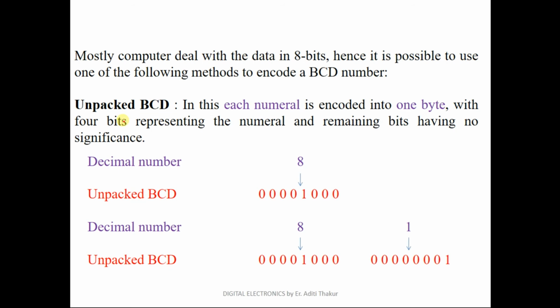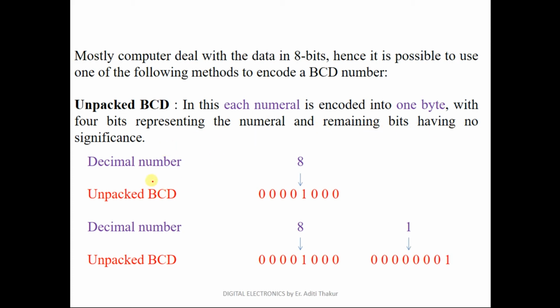Now next, computers mostly deal with data in 8 bits. So there is a possibility to encode these BCD numbers in the following formats. First one is unpacked BCD. Now what is this unpacked BCD? In unpacked BCD, each numeral, or you can say each digit, is encoded into 1 byte, with 4 bits representing each numeral and the remaining bits having no significance.